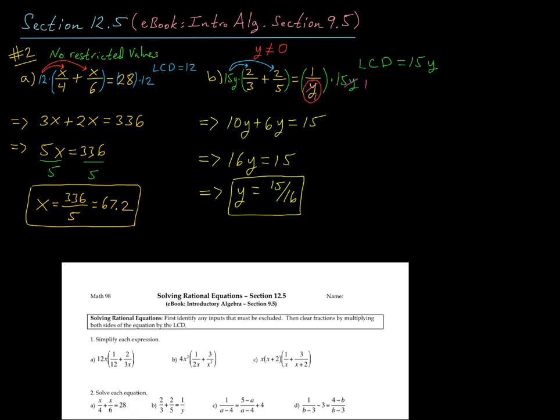All right. So now let's go ahead and look at parts C and D. So for C, notice here I have an a minus 4. Okay, so for my restricted values, what can a not equal? A cannot equal 4, because then I'd get 4 minus 4 if a were 4, and that would be a 0 in the denominator. That's a problem.